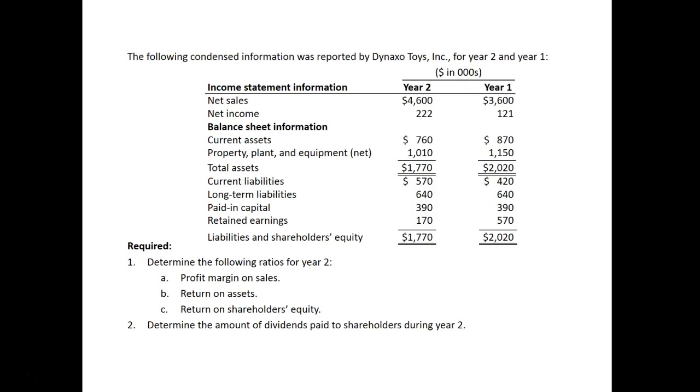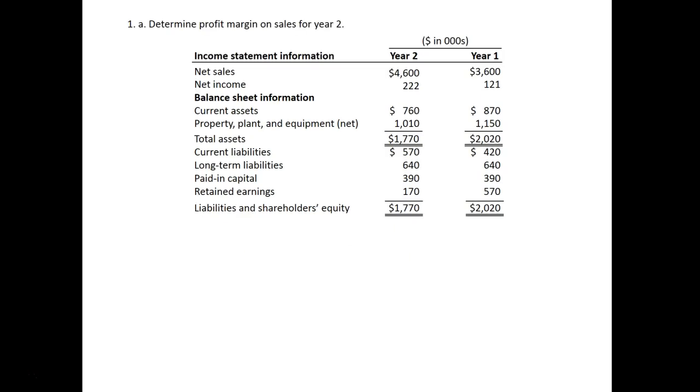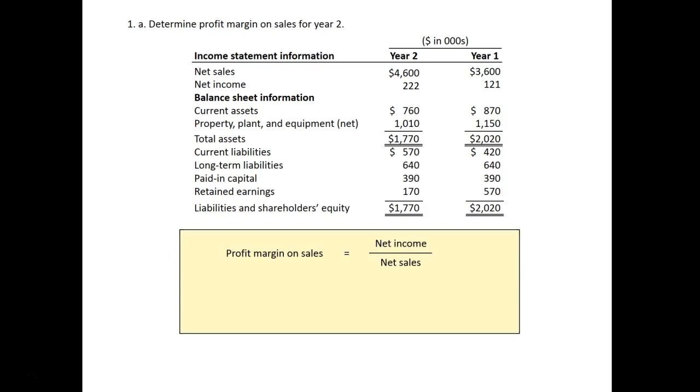Now, next one, the following information was reported by Dynaxo Toys. Determine the following ratios for year 2: profit margin on sales, return on assets, and return on shareholders' equity. Then we'll determine the amount of dividends that were paid to shareholders in year 2. So our profit margin is our net income divided by net sales. Our net income in year 2 is $222. Divide that by our net sales of $4,600. That gives us our profit margin of 4.8%.